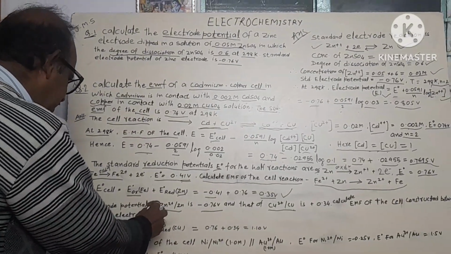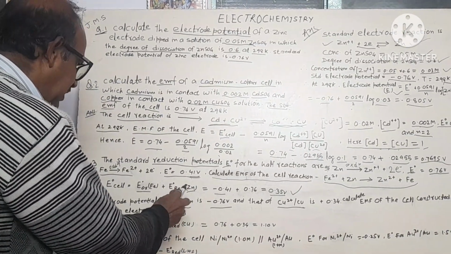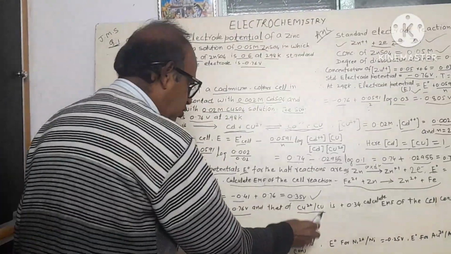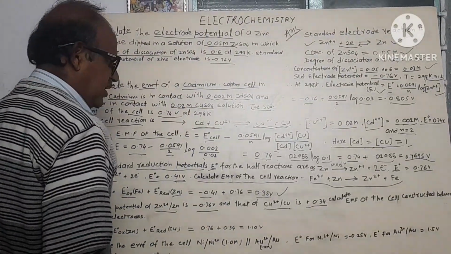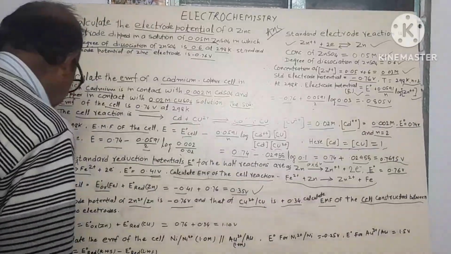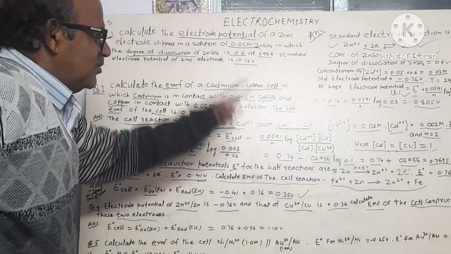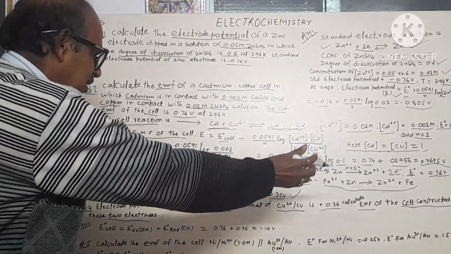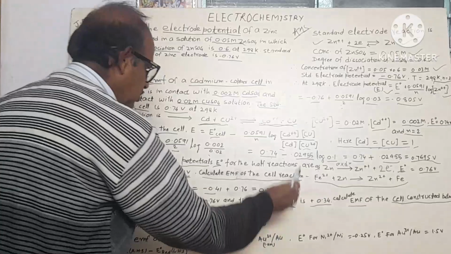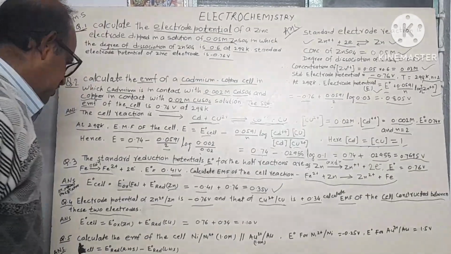Here the electrode potential of the zinc electrode, Zn ion to Zn, is minus 0.76 volt, and that of copper ion to copper is plus 0.34 volt. Calculate the EMF of the cell constructed between these two electrodes. Now you can see, earlier they had given both as oxidation. Here they have given both as reduction: zinc ion to zinc, and copper ion to copper. Their potentials are given. Then here the same concept will be utilized.